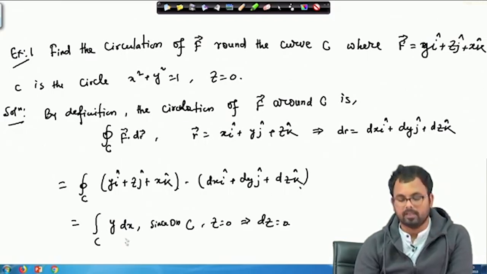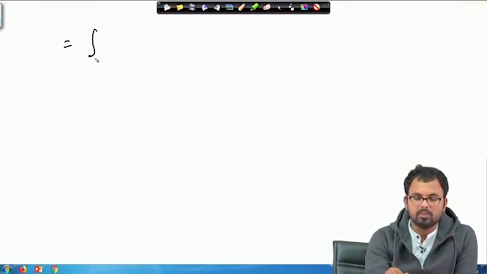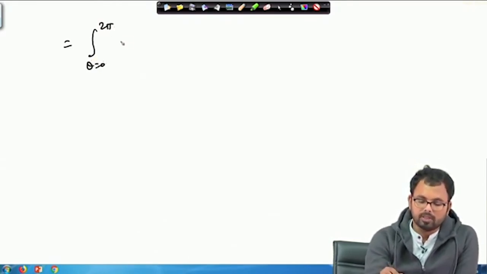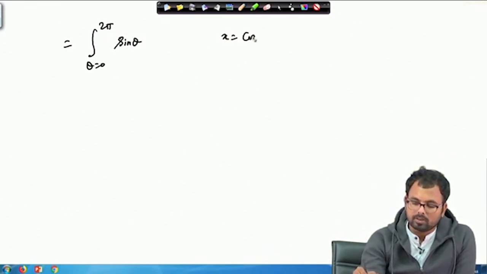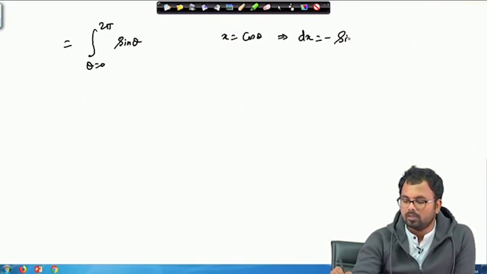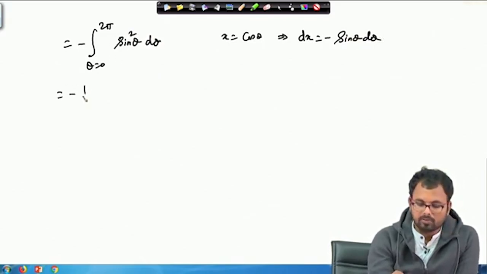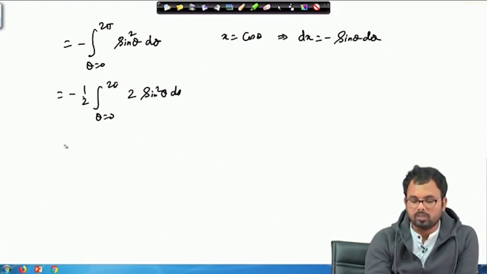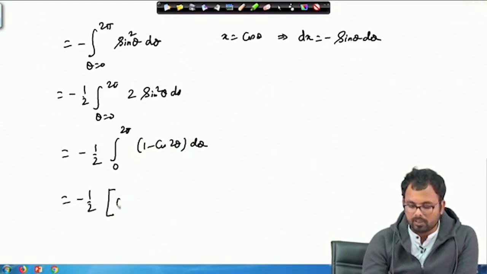Now if I substitute x equals cos theta and y equals sin theta, the parameter theta varies from 0 to 2 pi. Then y is sin theta, and dx is minus sin theta d theta, so this will be minus sin square theta d theta. I can adjust a minus half here, with theta running from 0 to 2 pi of 2 sin square theta, which can be written as 1 minus cos 2 theta. Integrating d theta, this will be minus half times theta minus sine 2 theta by 2, from 0 to 2 pi.